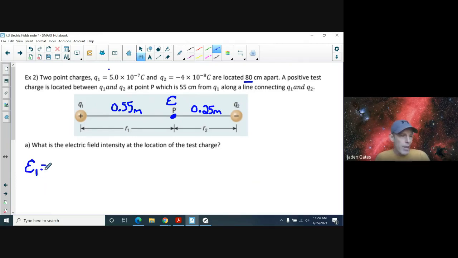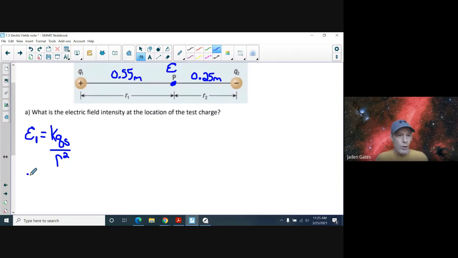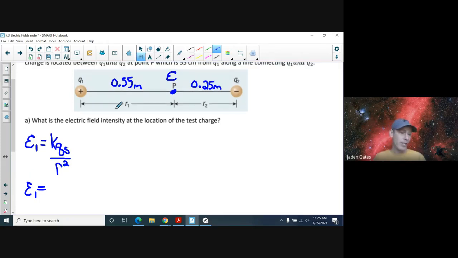And I have a formula for that, which is K times Q, and again, I'm going to use Qs because Q is supplying the force, only this time it is charge 1 that's supplying the force, divided by D squared or R squared. Either way, it's the distance or the radius between the 2 points. All right, so now I'm going to figure out what field strength that charge is supplying 55 centimeters away, or 0.55 meters. All right, so I'm going to substitute it in my formula here.